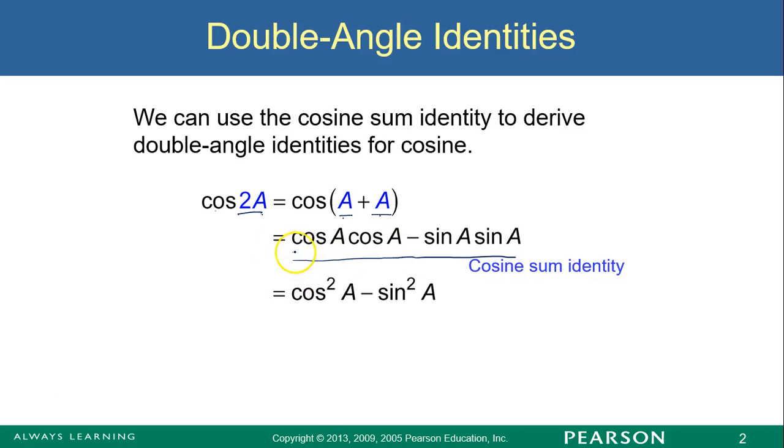And what we end up with when we multiply cosine A and cosine A is cosine squared A. And then same goes with sine A and sine A. Multiply those together, we get sine squared A. So this right here is one of our cosine double angle identities. But there are a couple other ways we can write this double angle identity. Let's take a look at those.